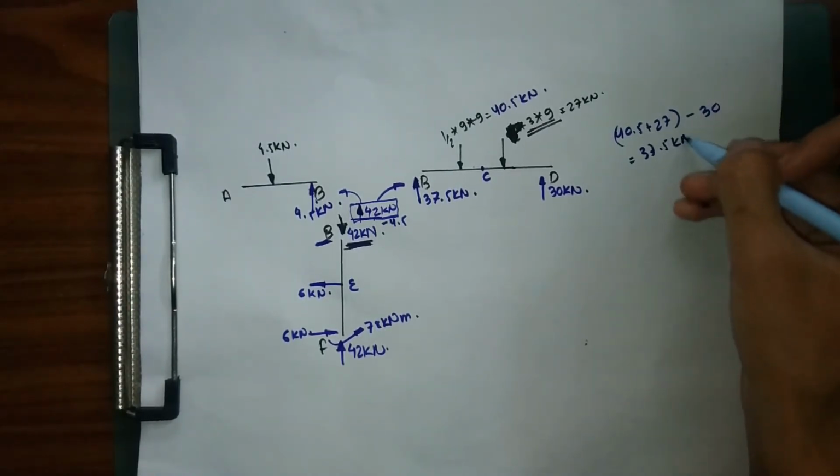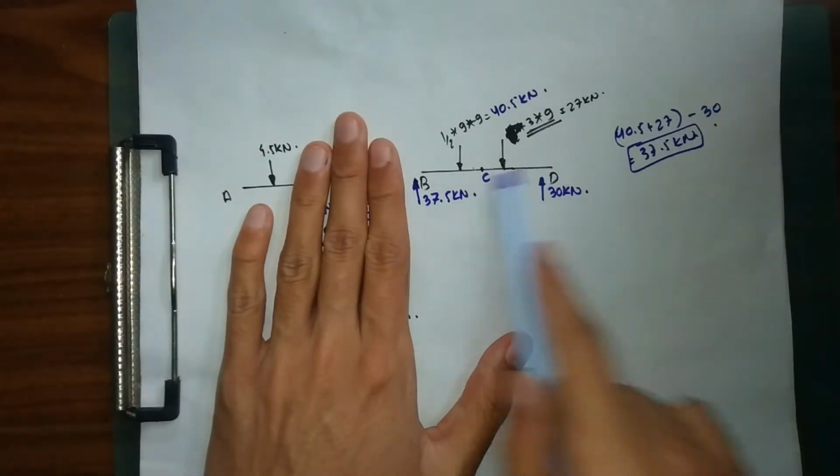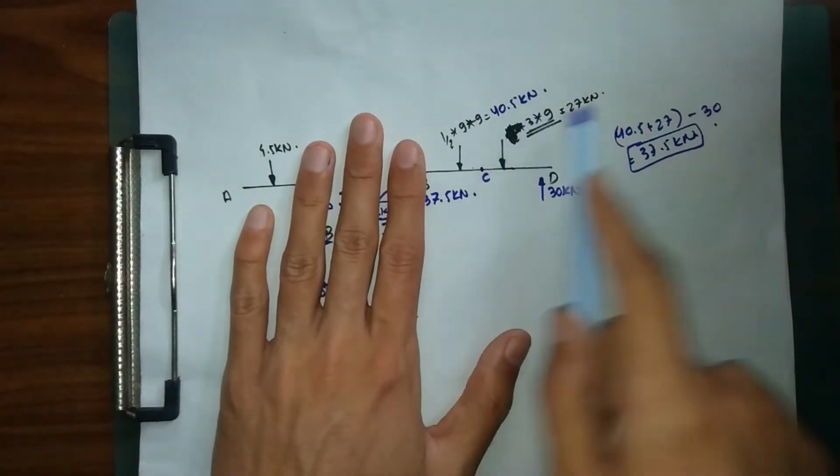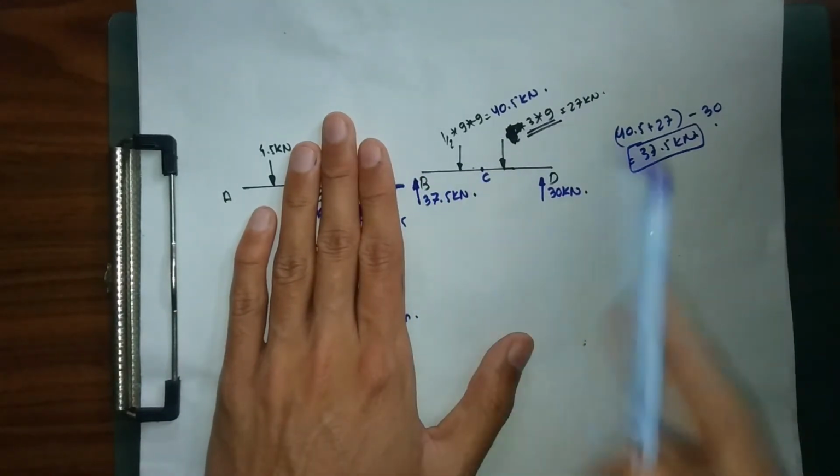So simply in order to maintain equilibrium, a force of 37.5 kilonewton must act at B. You can do it this way as well: 40.5 and 27 down, minus 30, which means 37.5 kilonewton must act upward in order to maintain equilibrium.